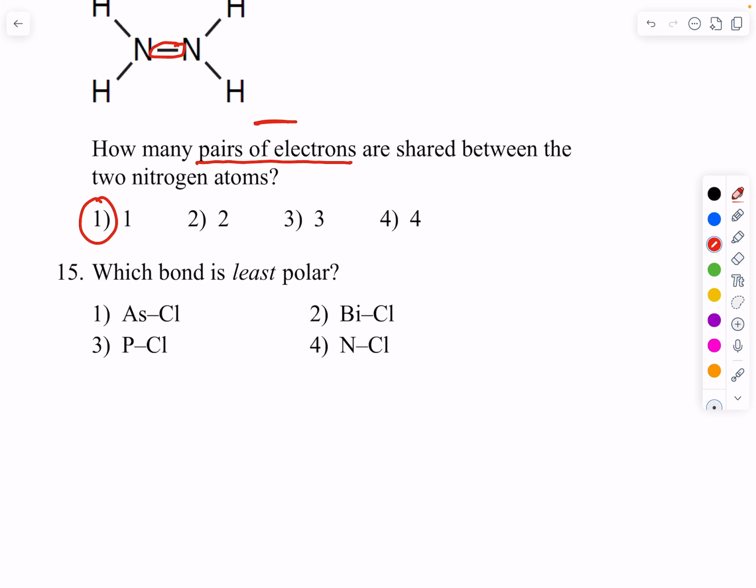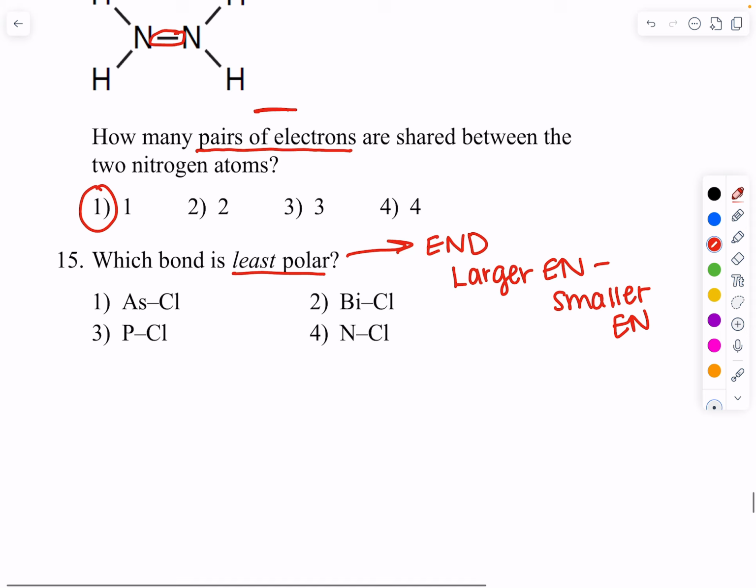Which bond is the least polar? This one. How do you determine polarity? It's the electronegativity difference. You need to use table S for this one. It's always the larger electronegativity minus the smaller one. So whatever has the larger electronegativity minus the smaller one, you're going to calculate a numerical value. So we'll do that. So As and Cl.